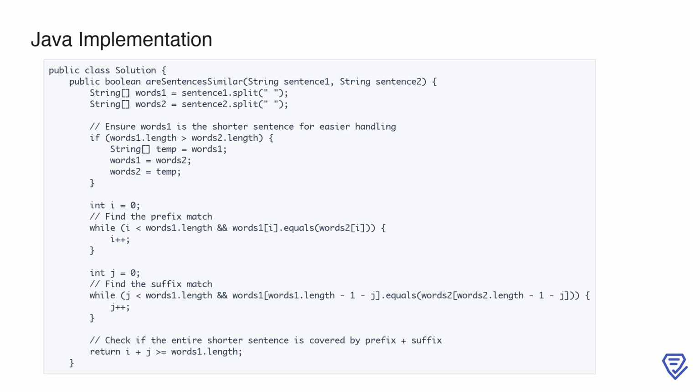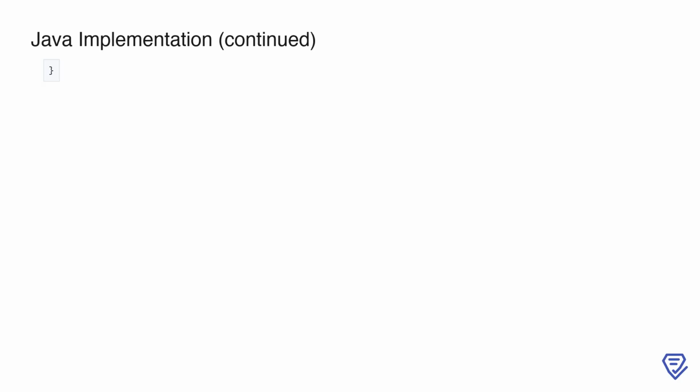Next, we initialize two indices, i and j, to 0. The variable i is used to find the matching prefix, so we iterate through both arrays and increment i as long as the words at the same index in both sentences match. Similarly, j is used to find the matching suffix. Starting from the end of the sentences, we increment j while the words at the corresponding positions in reverse order continue to match. This way, we identify the largest prefix and suffix that are common to both sentences. Finally, we check if the sum of i and j, which represents the total length of the matching prefix and suffix, is greater than or equal to the length of words1, the shorter sentence.